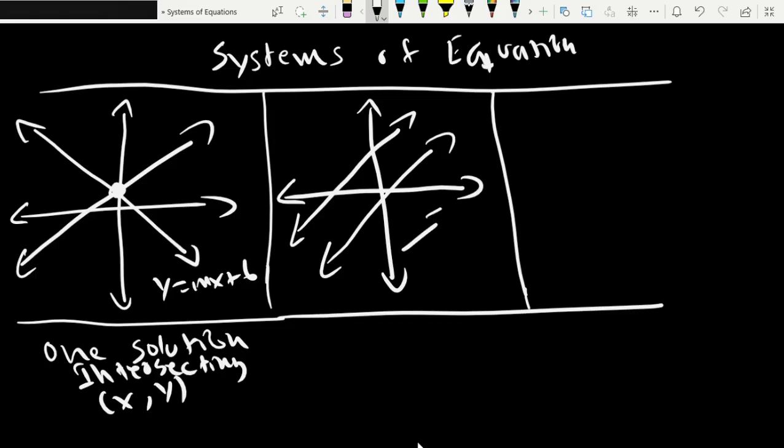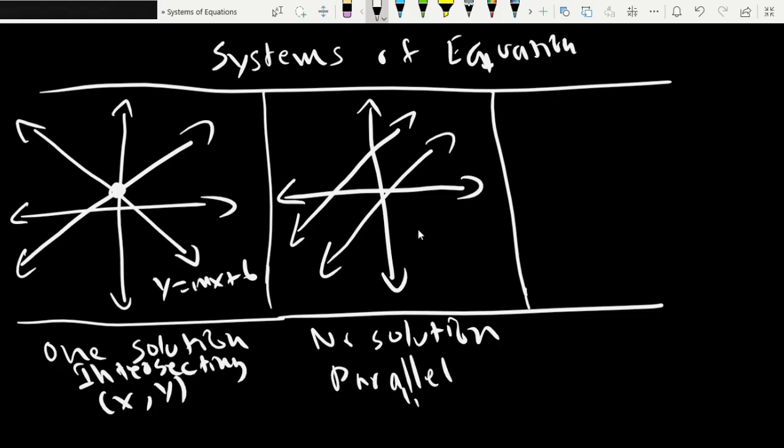It's not like it's going to go like this and then meet, no, it's going to be straight, parallel. It's never going to meet. That's wrong. It's going to be like that, parallel to each other. So when the lines never meet, you're going to have no solution because the lines never meet. When the lines meet, you have one solution. So you have no solution when you have parallel lines.